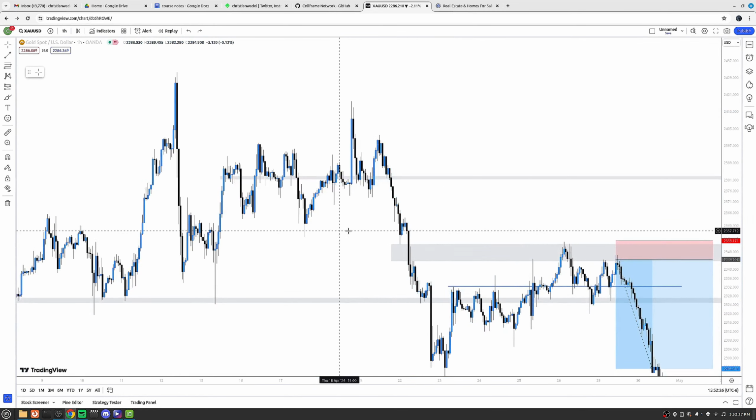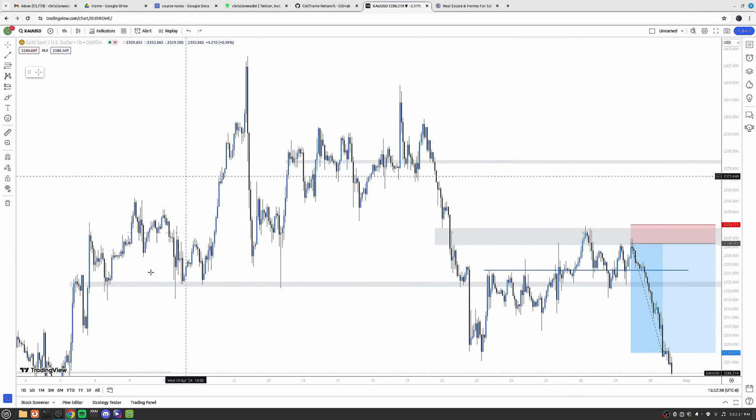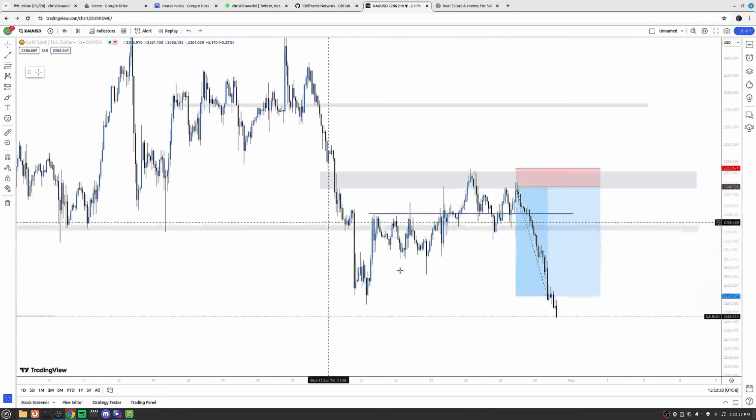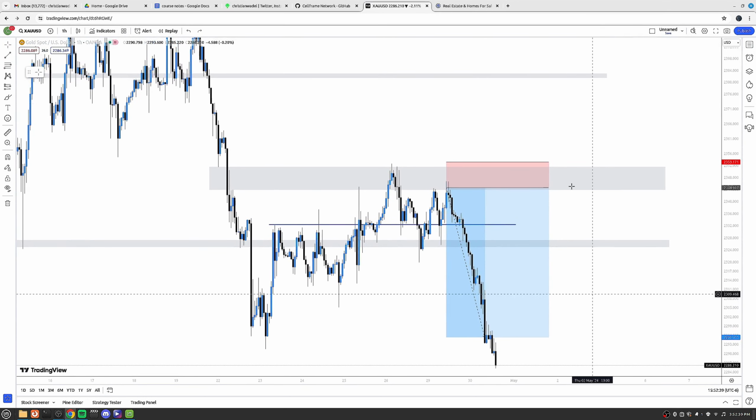And again, that is because of the price action leading up into this. This is not bullish accumulation right here whatsoever. So anyway, just a quick little update on this, and I hope that's helpful for you.